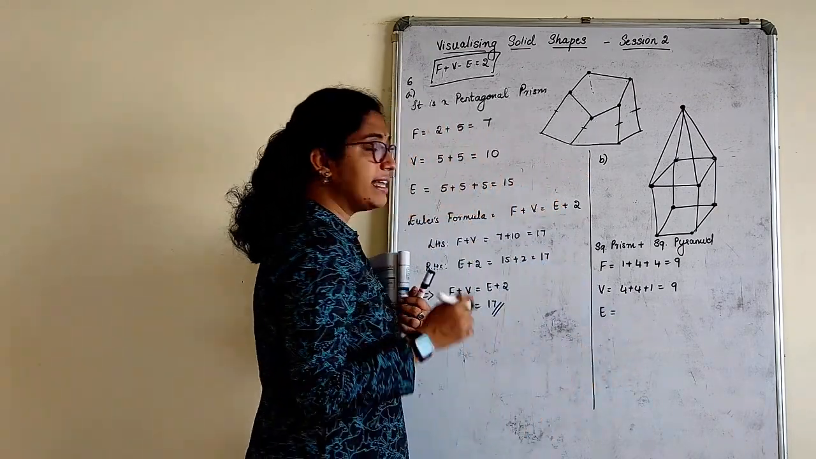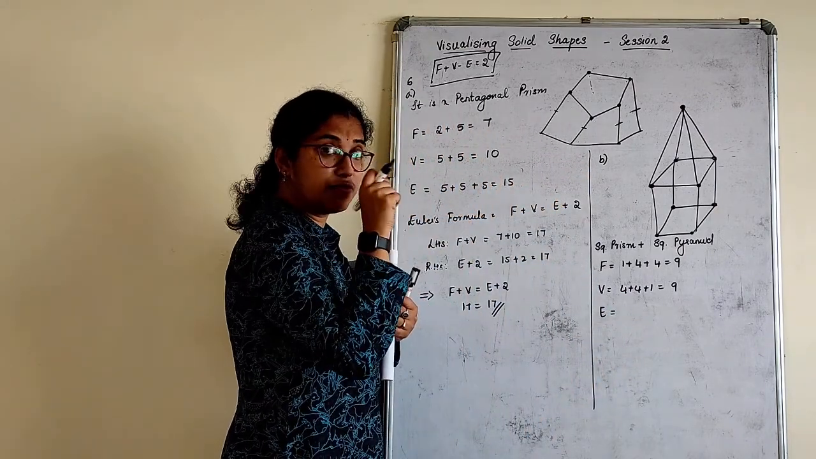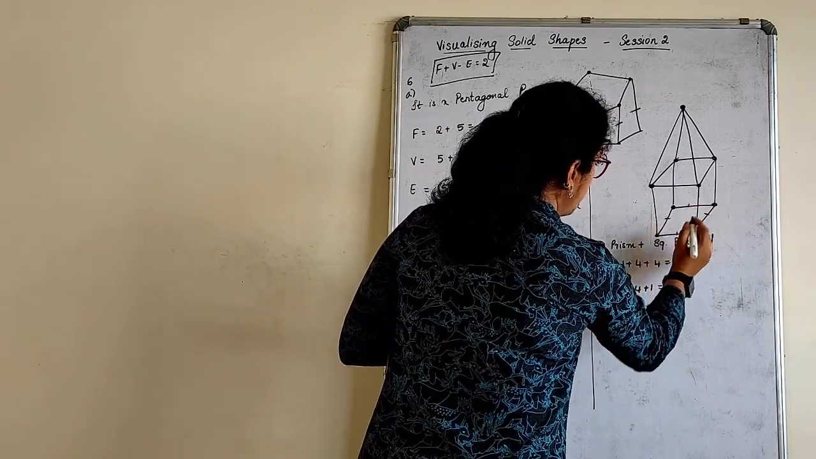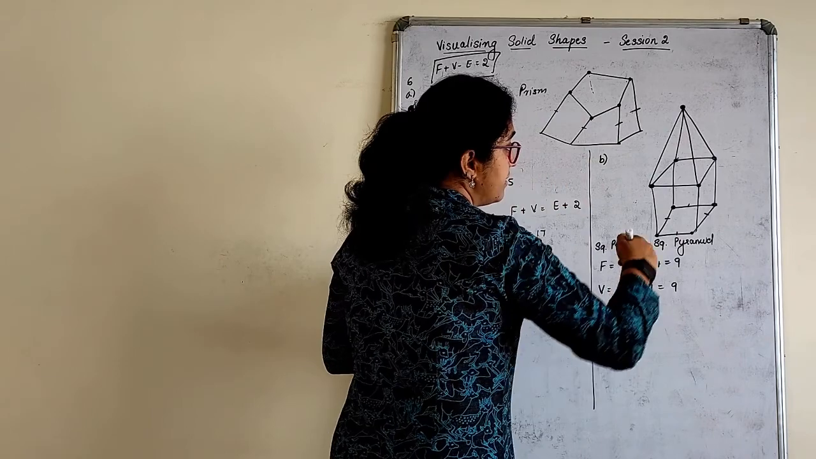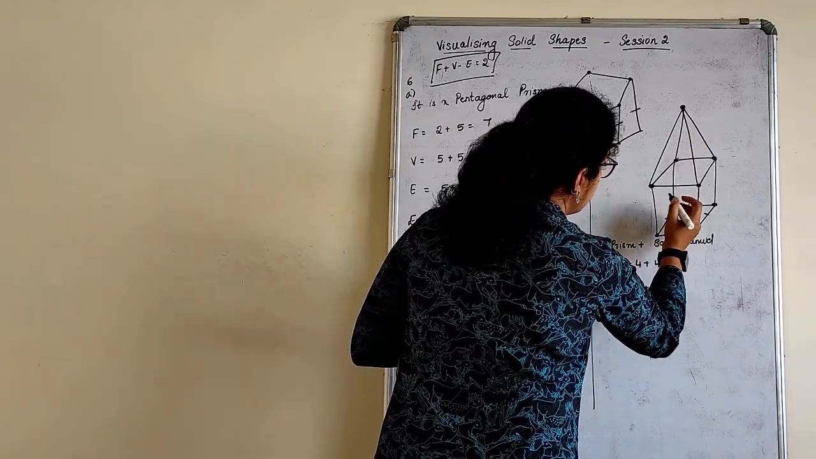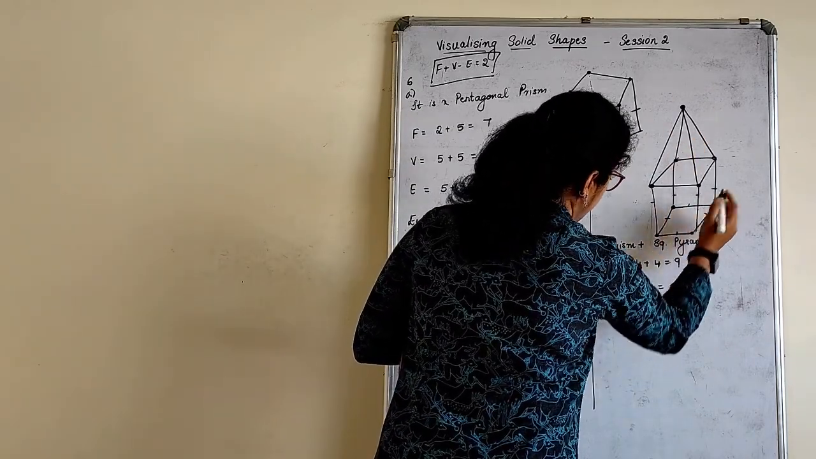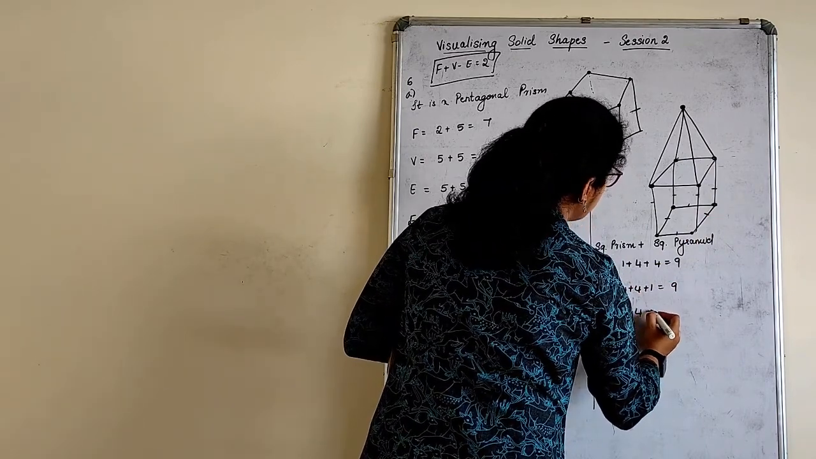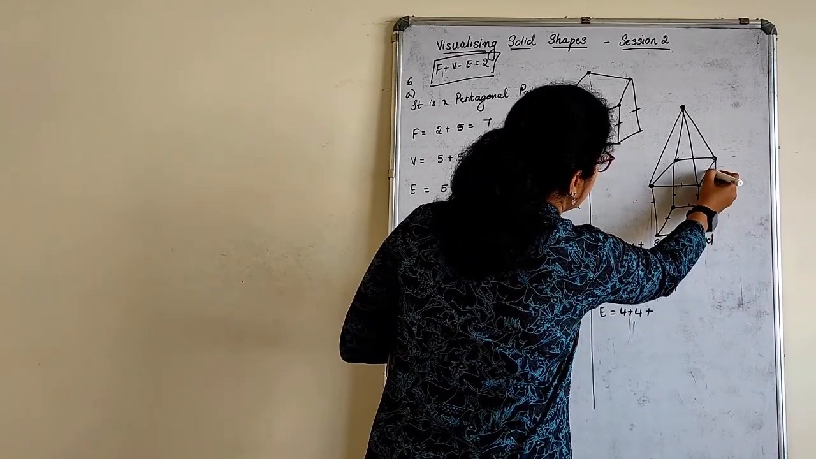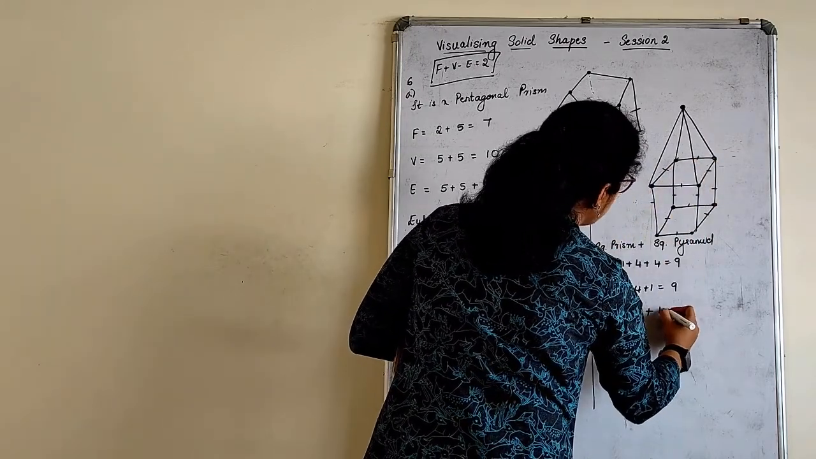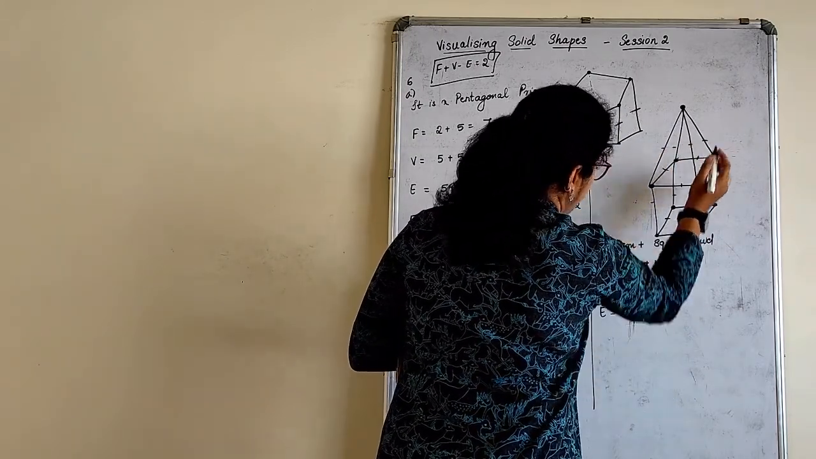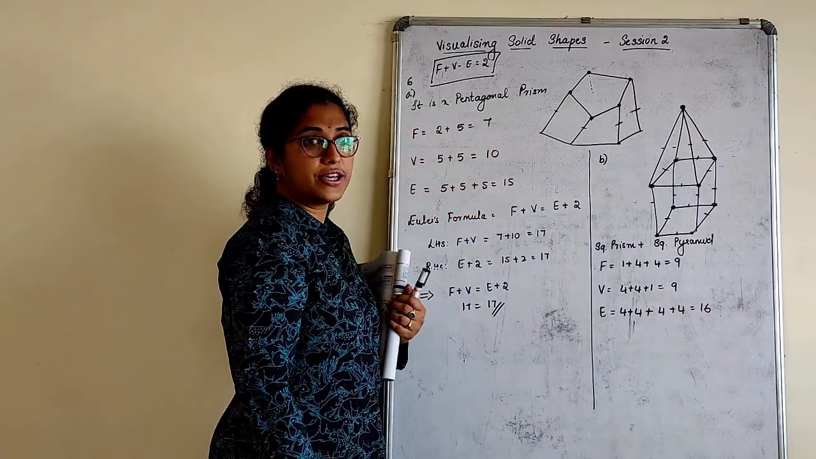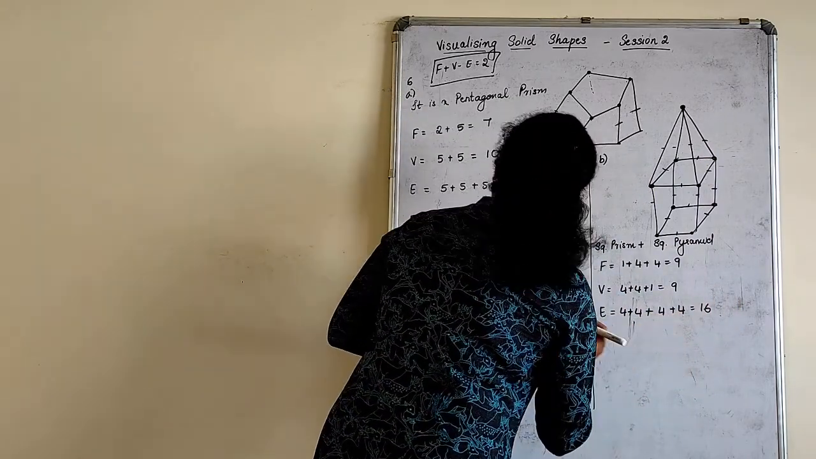Edges are nothing but the line segments where the vertices of that particular thing meet. So first of all here 1, 2, 3, 4. Then the remaining top 4 things, 1, 2, 3, 4. Plus 4. Plus 1, 2, 3, 4. 1, 2, 3, 4. 16. Okay, let's verify Euler's formula.